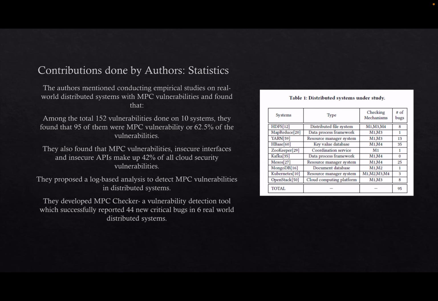In the table, the first column shows the systems on which the studies were done. The second is the type of the different services that are provided by the systems. The third are the checking mechanisms that the authors used on each of the systems. We'll be getting into more detail in the next few slides. And the last column shows the number of bugs that were found in each of the systems.